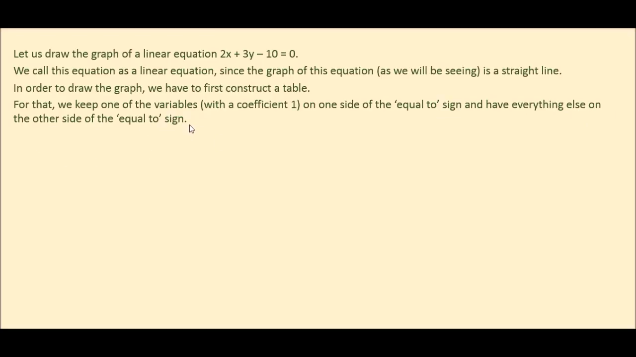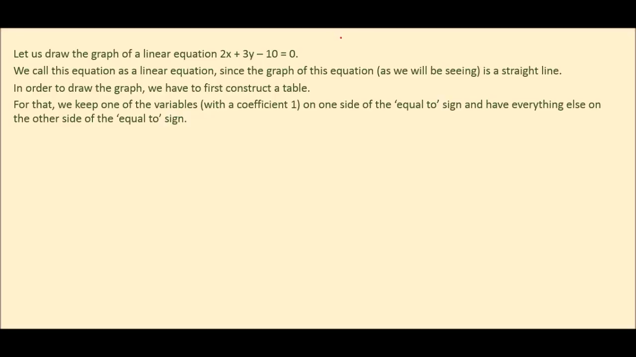Now, how do we do that? Let us choose y. Let us keep y on the left hand side of the equal to sign and take all the other terms to the right hand side. How do we do that? First of all, let us add a positive 10 to both the sides of the equal to sign. For the left hand side, this negative 10 and positive 10 will get cancelled.